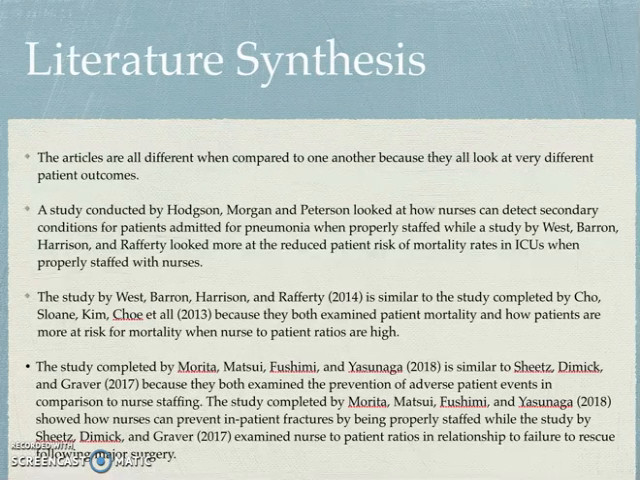The literature synthesis was interesting. The articles are all different when compared to one another because they all look at different patient outcomes, but the study that was conducted by Hodgkins and Morgan and Peterson was totally different from the study done by West-Barron and Harrison and Rafferty because it's looking at patients that were admitted for pneumonia. But when they were properly staffed, they were able to look at secondary problems that the patient had. They were able to catch these problems, while the other study looked at reducing patient risk of mortality rates in the ICU.